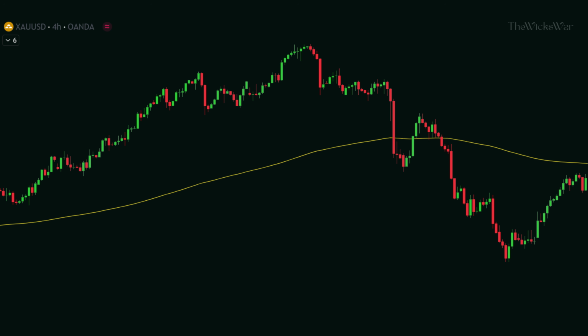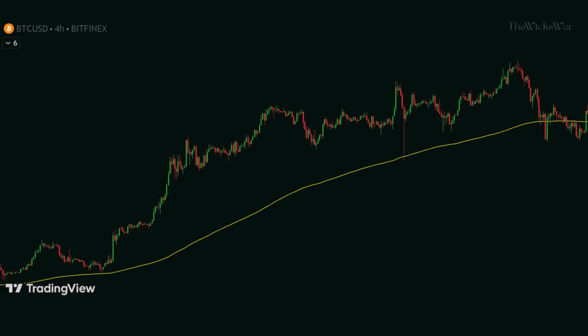200 EMA as a trend filter. One of the most basic uses, trend confirmation. If price is above the 200 EMA, you're in a bullish environment. You should be looking for buying opportunities. If price is below the 200 EMA, you're in a bearish environment. Look for selling setups. This is especially useful if you want to filter your trades and avoid going against the broader trend.